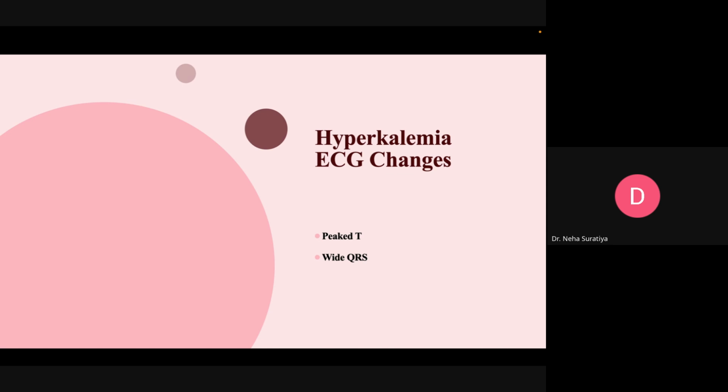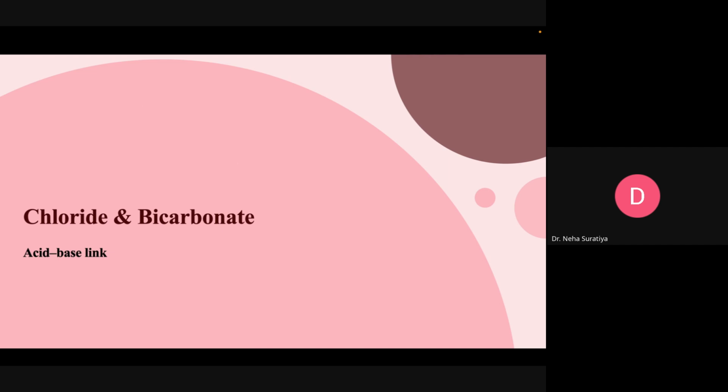Okay, so sodium and potassium. Potassium is associated with this thing. Hyperkalemia में ECG changes आते हैं. ठीक है. Now let's understand chloride and bicarbonate. So chloride usually follows the sodium, guys. And it has a direct acid-base link. So I will be correlating it with the ABG. Don't worry, in section 3.